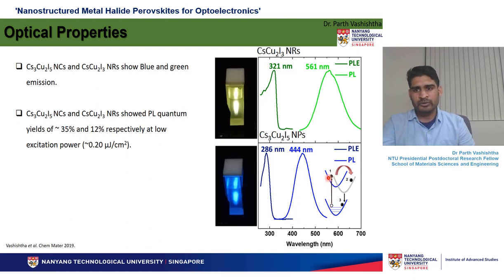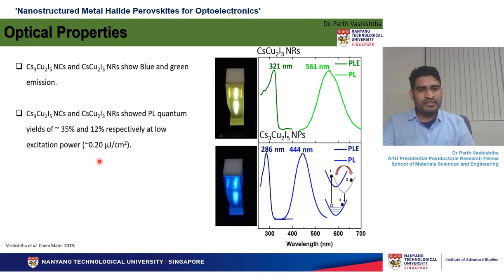So when an electron gets to the conduction band, it gets to these defect traps, and then it gets basically the self-trapped exciton emission formation. So the photoluminescence quantum yield we measured was 35 and 12%, but it should be noted that for the laser power we used, we had some limitation to excite the nanomaterials here. It was extremely low power, 0.20 microjoule per centimeter square.